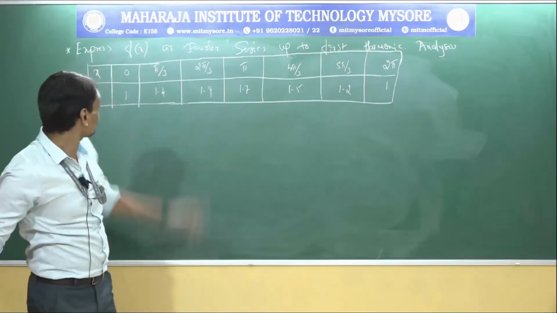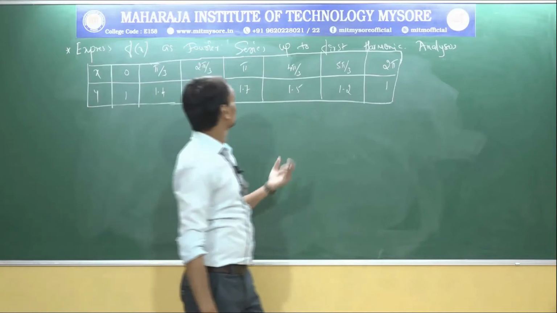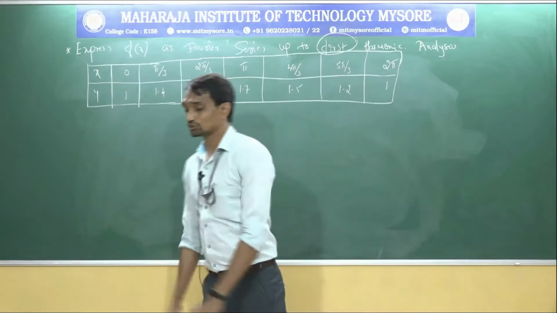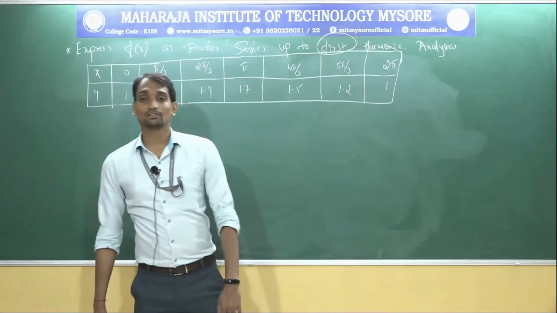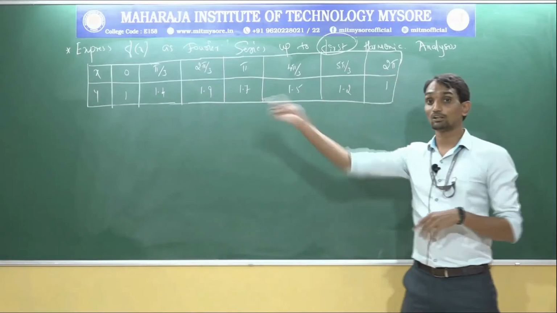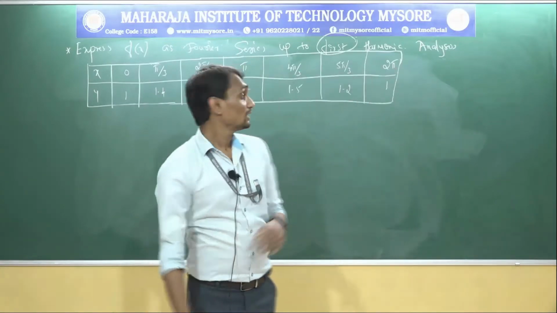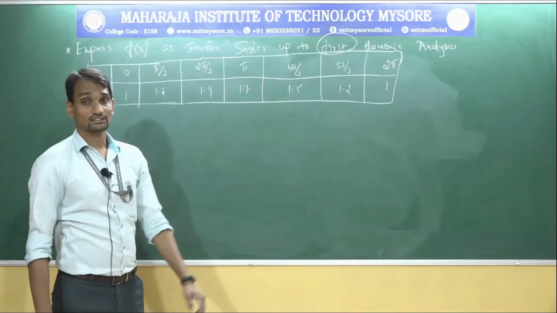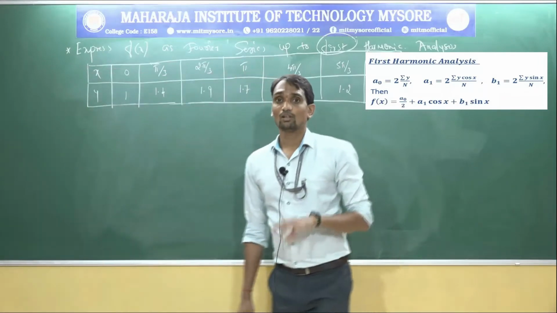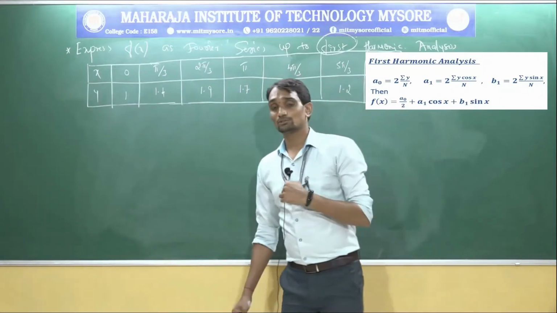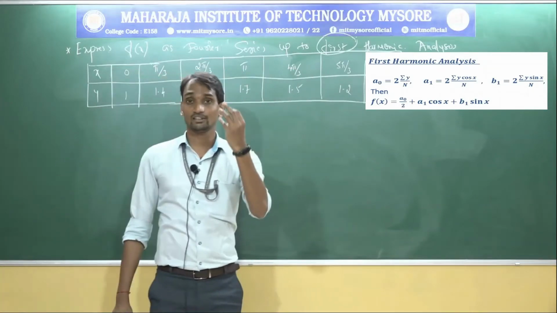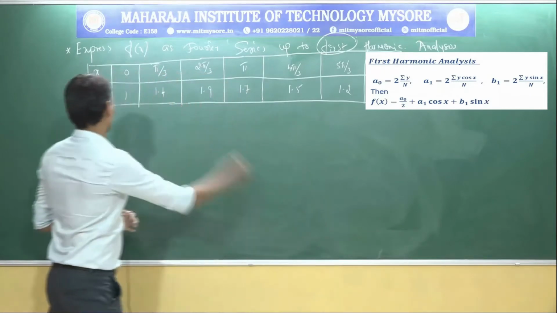The given question is: express f of x as a Fourier series up to first harmonic analysis. See the question properly. They are not mentioning it like in the previous cases, express the Fourier series expansion f of x equal to. Here some x and y values are given, and for those values we need to calculate the first harmonic, which is a0, a1, b1. These three values we need to calculate.